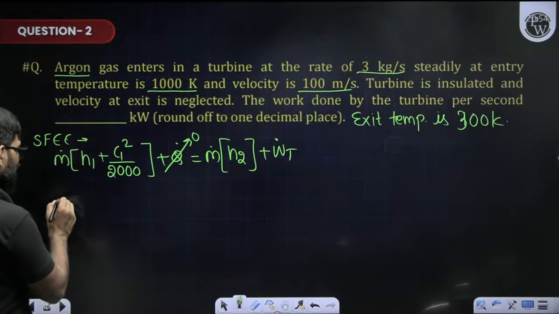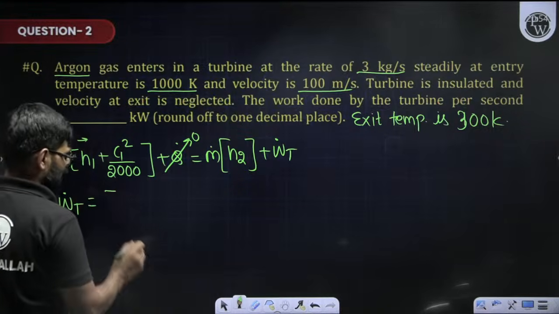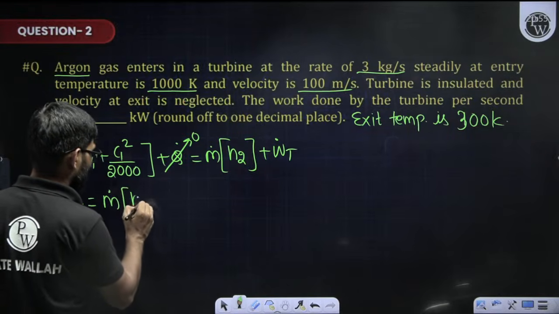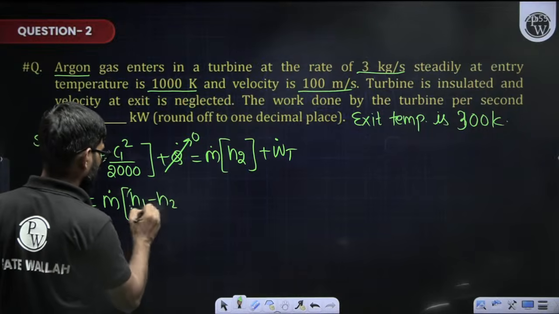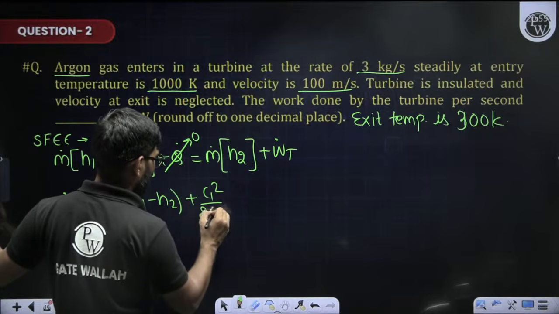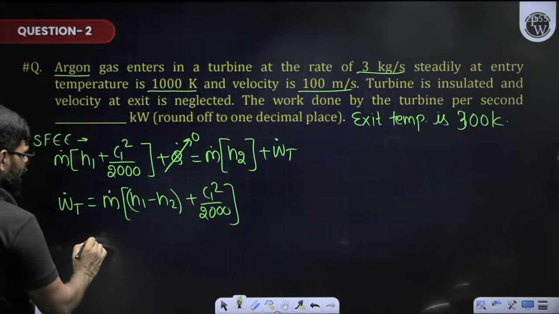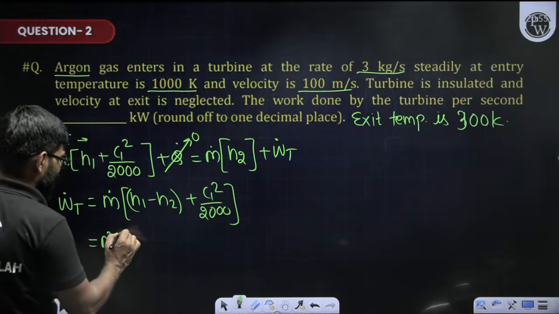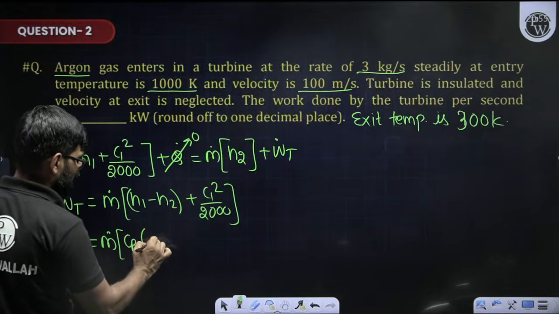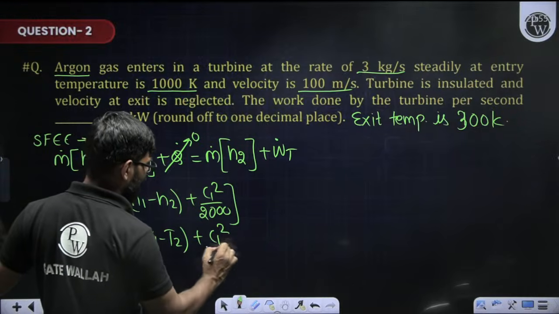So what is wt dot? Wt dot value you will get, that is m dot into h1 minus h2 plus c1 square by 2000, right? Now I'm considering argon as an ideal gas. So for ideal gas, it is integral of Cp dT, Cp of argon into T1 minus T2, plus C1 square by 2000.